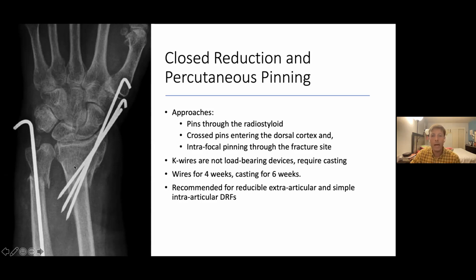K-wires are not a load-bearing device, so they do require casting. The patients aren't able to be pinned and then left. They have to go through casting. So the wires are left in for about 4 weeks and casting for 6 weeks. And this is primarily recommended for reducible extra-articular and simple intra-articular distal radius fractures.